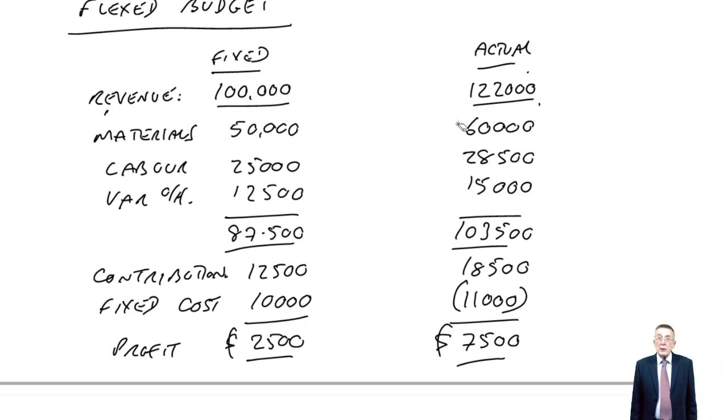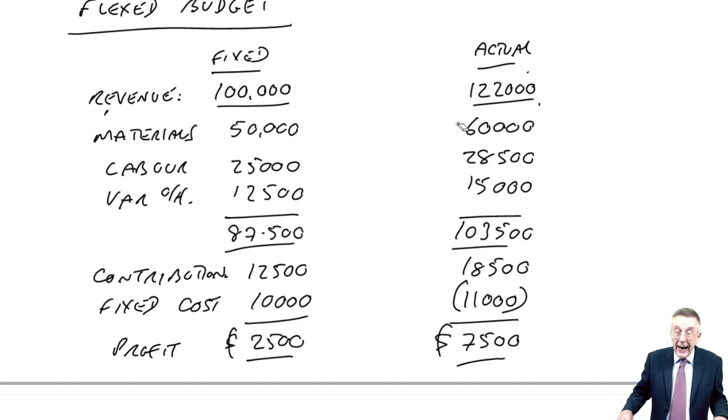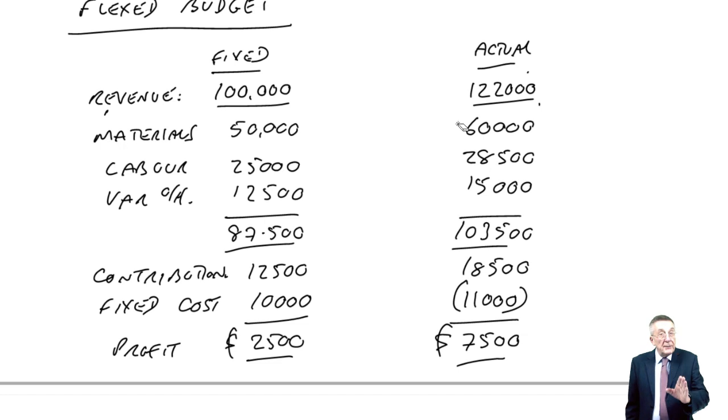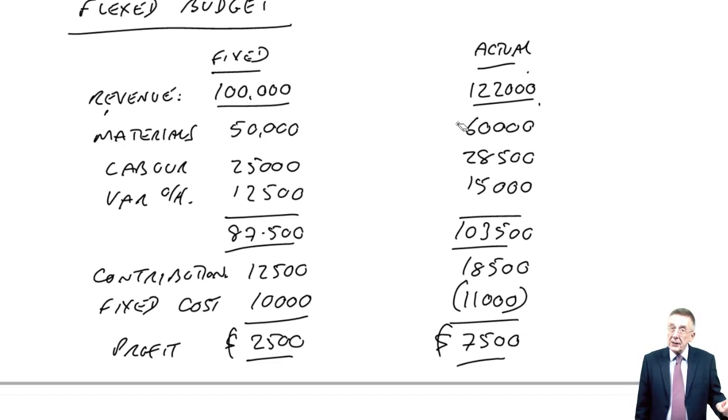My original budget thought we'd only produce 10,000. We've actually produced 12,000. You'd expect to spend more. And it's not the production manager's fault that we've produced more. And so if we're going to use it in this way, to be fair, to make proper use of it, we should compare what we actually spent with what we should have spent for the actual level of sales and production.